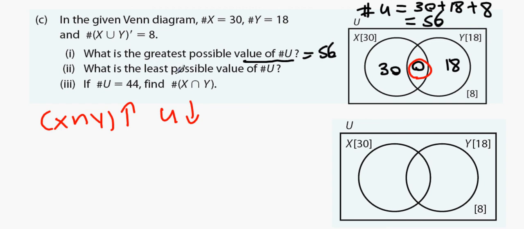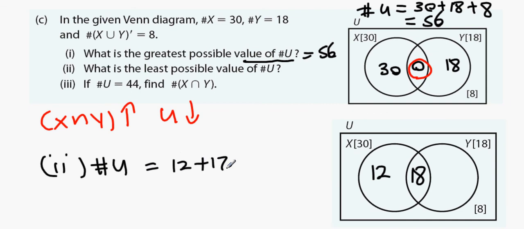What's the least possible value of u? What's the largest intersection we can have? Imagine all 18 of y are in here. That leaves 12 x's here. So 12 plus 18 is 30: 30 x's, 18 y's. So for part 2, the cardinal number of u is going to be 12 plus 18, which equals 30. So the second answer is going to be 30.